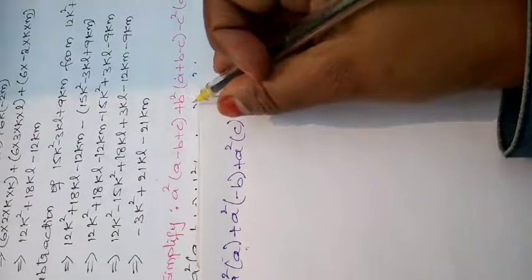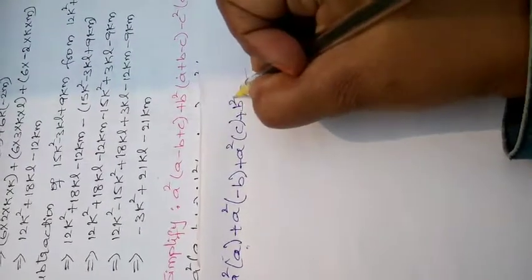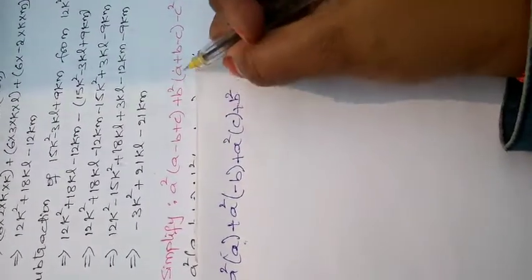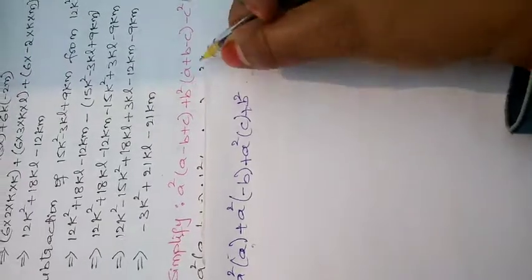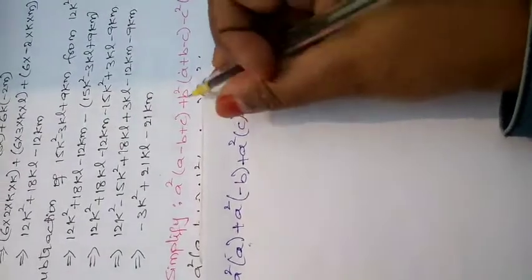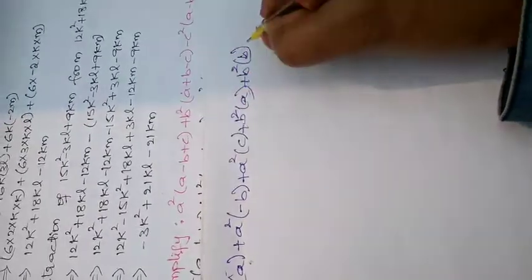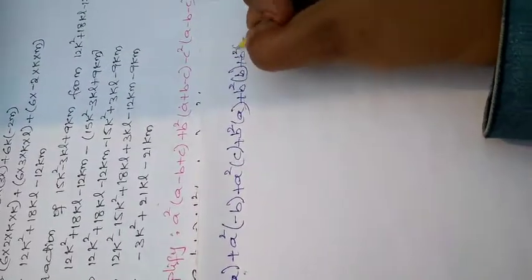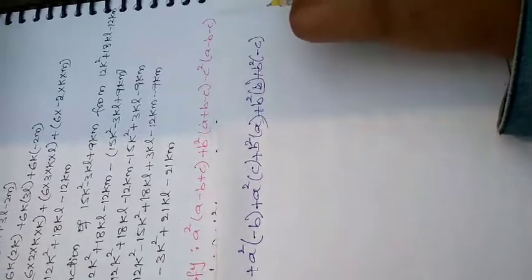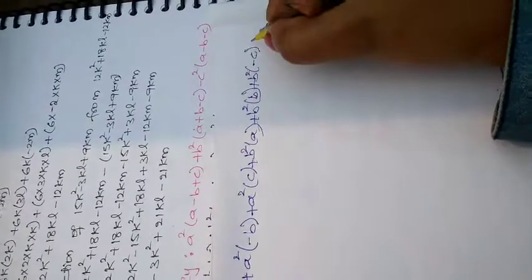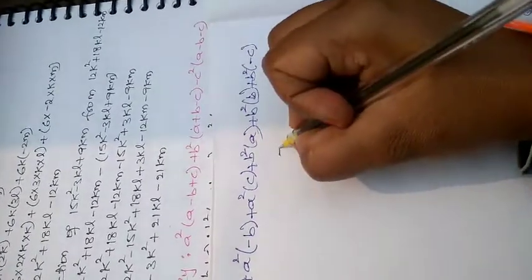Okay, next plus b square. This is also under distributive property. So distribute this b square to a, b and c. So b square into a, next plus b square into b, next plus b square into minus c. Right? So here minus c square. So distribute this minus c square to 3 of them.